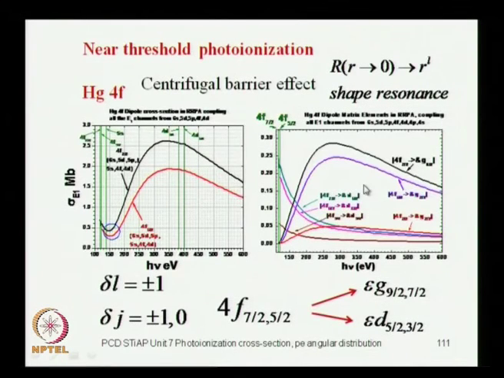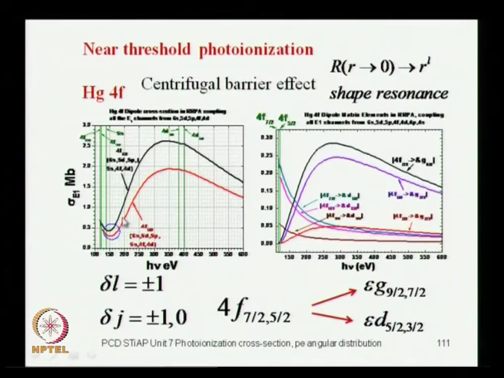So in the case of mercury 4f photoionization, the 4f to G photoionization increases from the threshold, whereas the photoionization from 4f to D waves decreases monotonically, and the sum of the cross section is what you see from integrating the cross section in all of these 6 channels. So it starts dropping down, goes to a minimum, and then rises again because the oscillator strength picks up in the other channel. So this is not a Cooper minimum, but then it has a similar behavior.